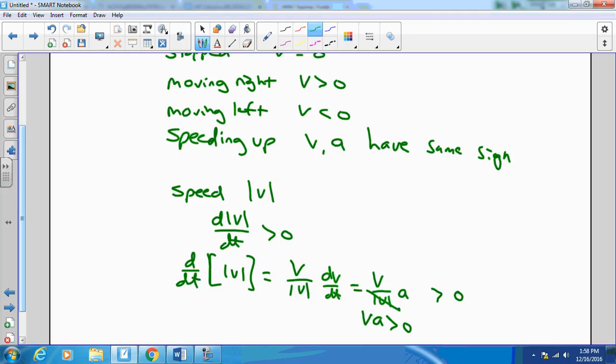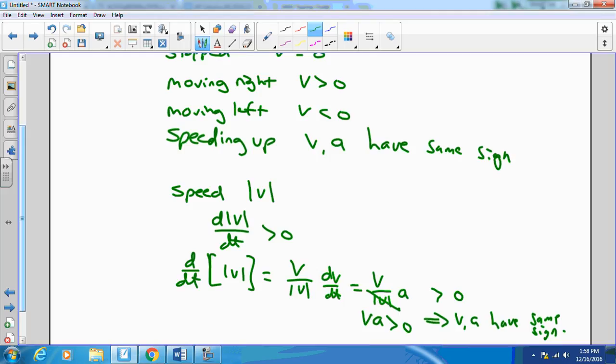When I multiply two things together and get a positive value, what do I know about them? They have the same sign. So whenever the derivative of my speed is positive, the velocity and acceleration necessarily have the same sign.